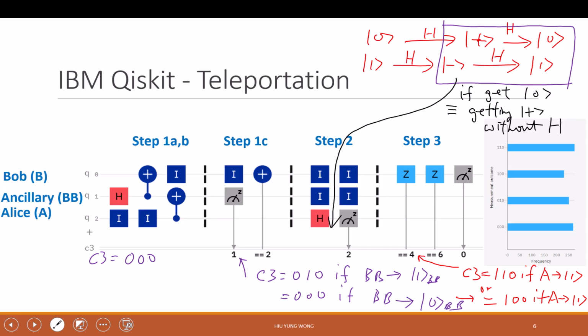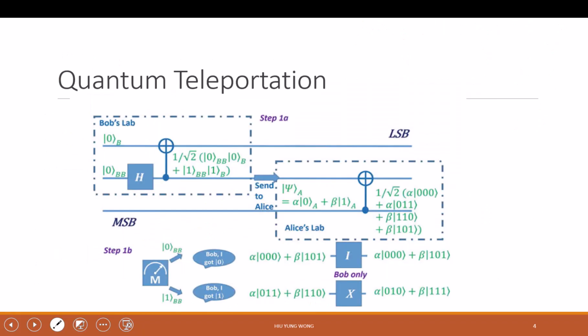Initial state for everything is 0. Yeah, Alex, here I just put 0 for simplicity. But this is supposed to be a superposition, alpha 0 plus beta 1. And you will still have the same thing, because this is just the same circuit that we have been using. We already proved that we can do quantum teleportation.